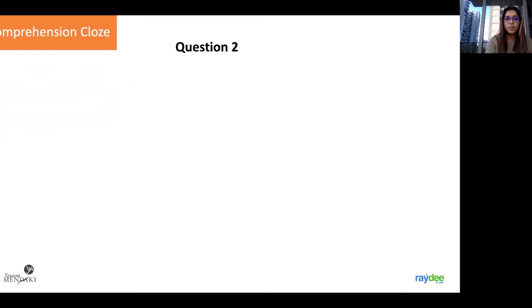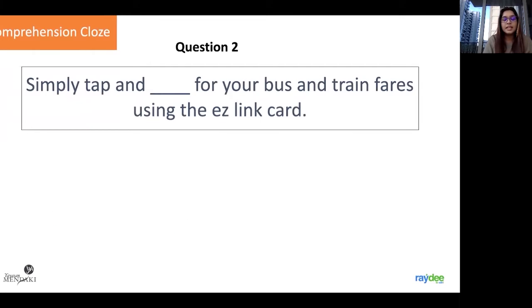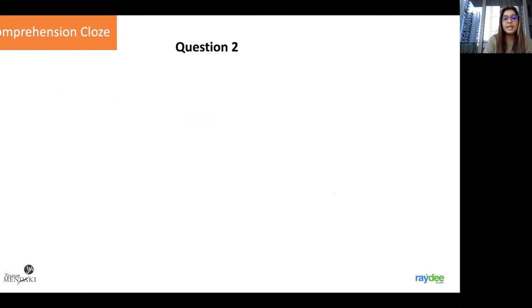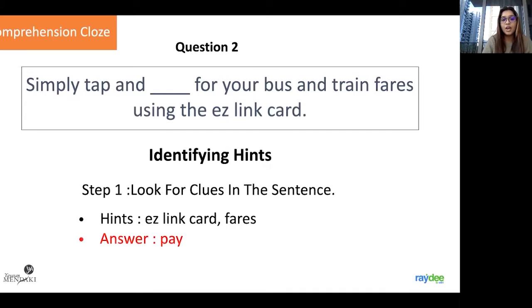So, I'm driving from Singapore to Thailand and will be sharing my journey here in a blog. Now, following that, the next extract: simply tap and what for your bus and train fares using the EasyLink card. What is the purpose of an EasyLink card? You must ask the students this question. Of course, the action is tapping, but the purpose of an EasyLink card is to pay. So simply tap and pay for your bus and train fares using the EasyLink card.